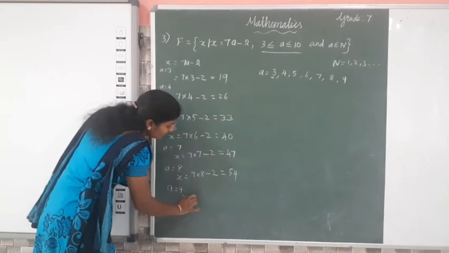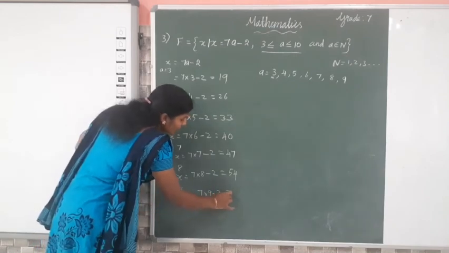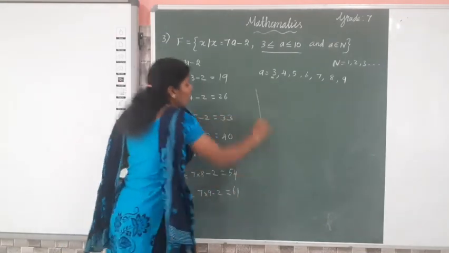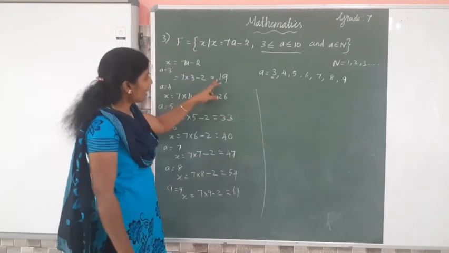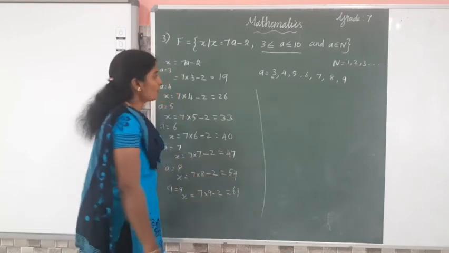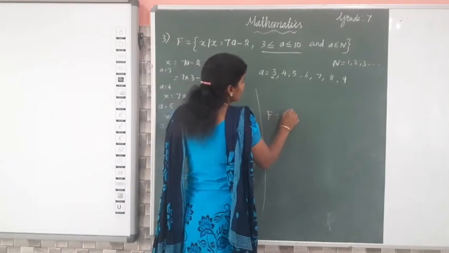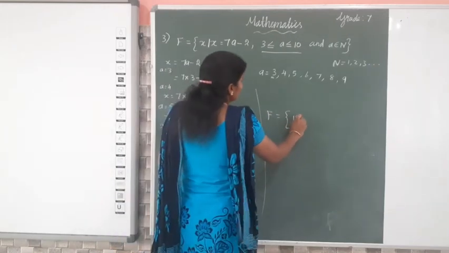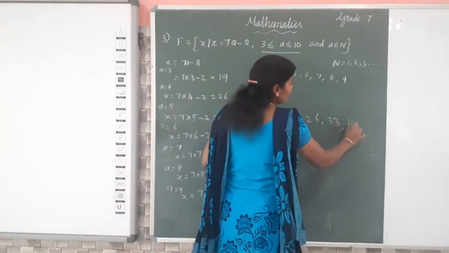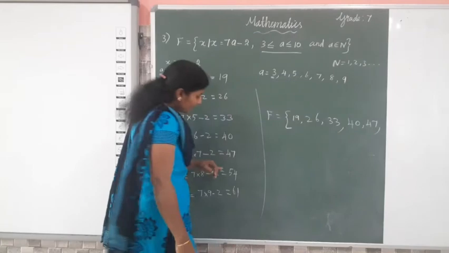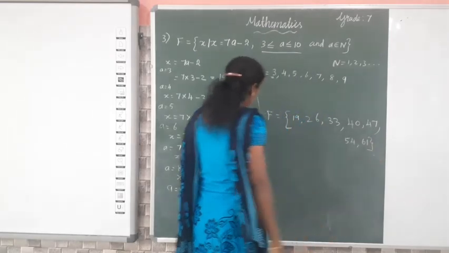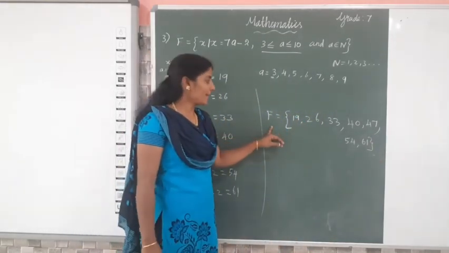So x equal to 7 into 9 minus 2. 9 sevens are 63 minus 2 is 61. Now, what are the elements of set F? 19, 26, 33, 40, 47, 54 and 61. Now we can write set F is equal to 19, 26, 33, 40, 47, then 54 and 61. These are the elements of set F.